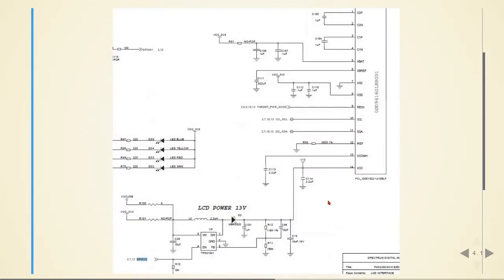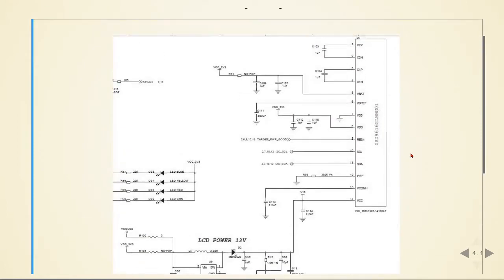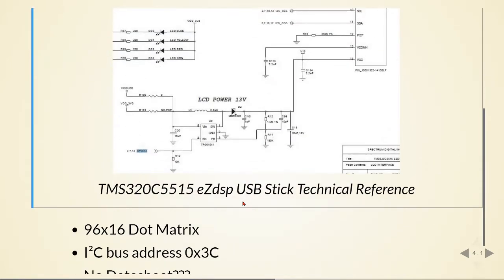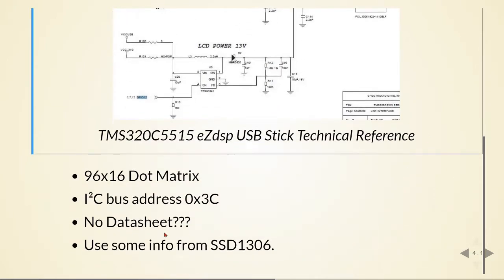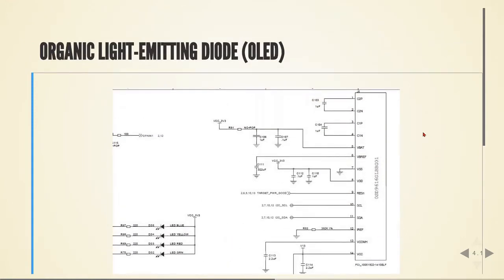But the problem is we don't have any information about this OLED. I couldn't find a datasheet anywhere, or any information about it. So I am pretty much stuck with the examples that come with the eZDSP board and some examples from Texas Instruments, and I can use some information from another OLED, the SSD1306, and try to figure out how to use this OLED.